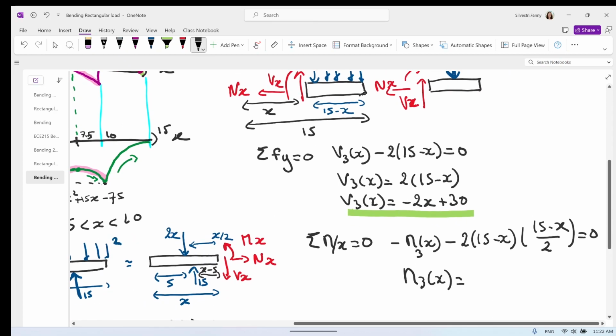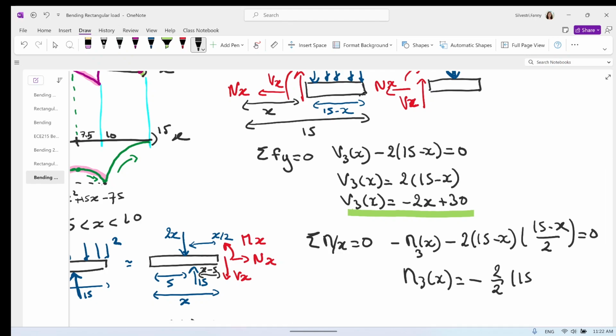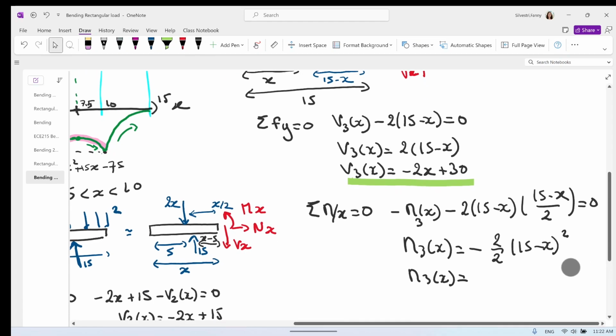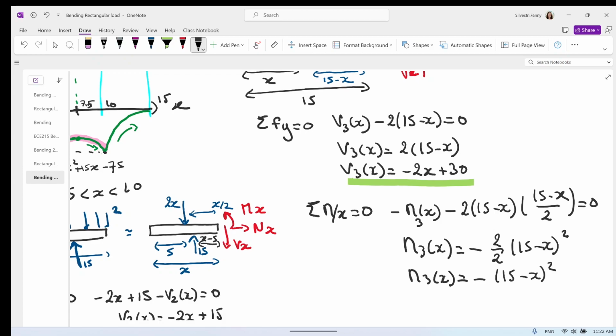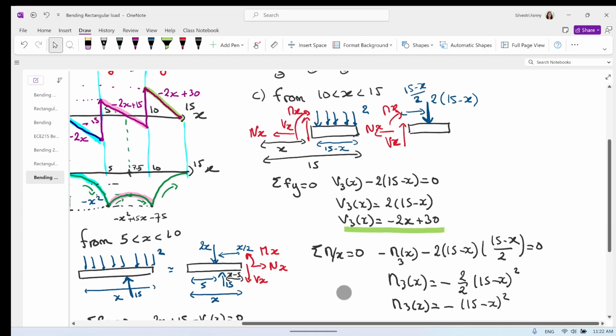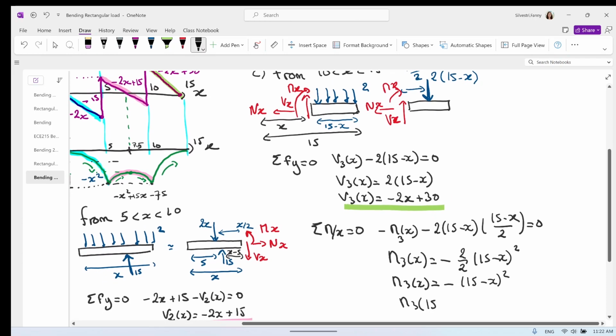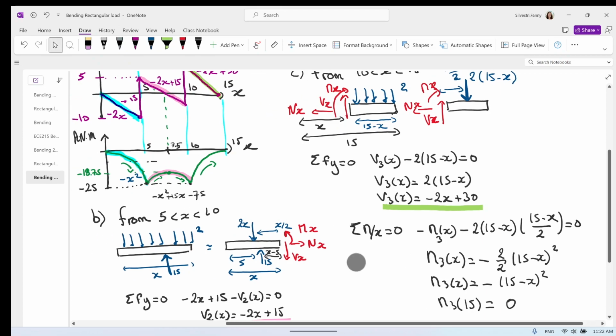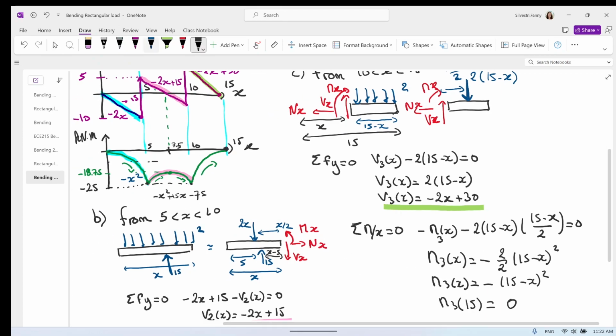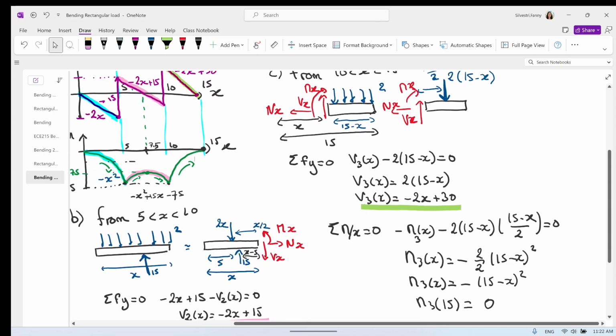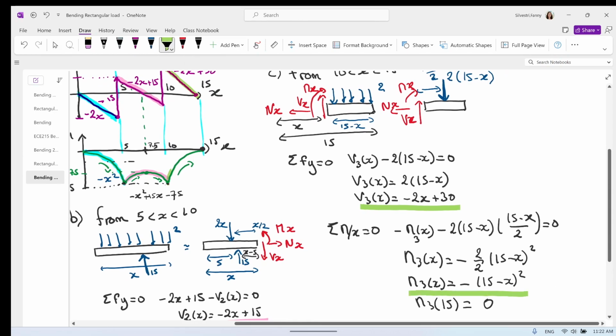So we have M3x equals minus, let's write it, 2 divided by 2 times 15 minus x squared. So M3x equals minus 15 minus x squared. You can develop or you can keep it this way. What is interesting to see is when we replace x by 15, M3 of 15, we get 0, and that we want because we are at this point. And this is the equation for this part of the moment.